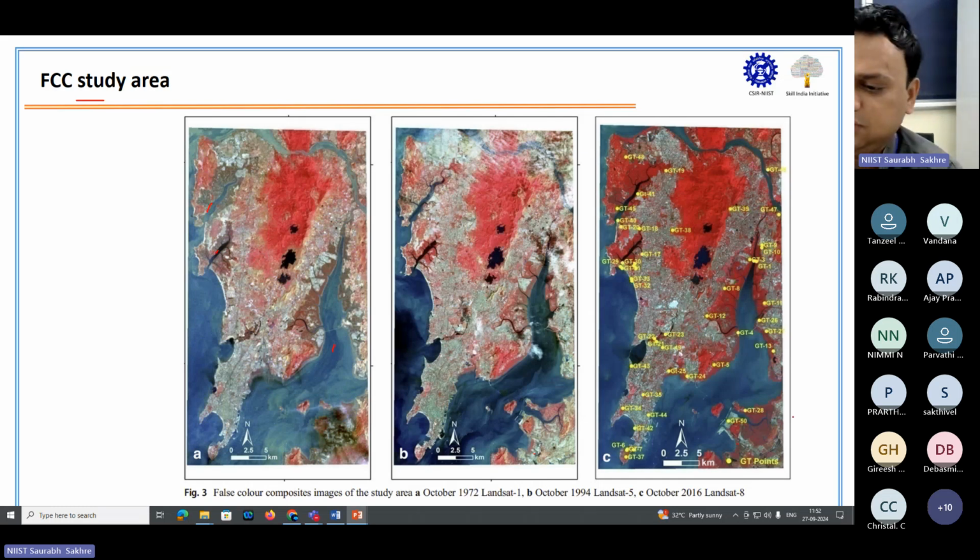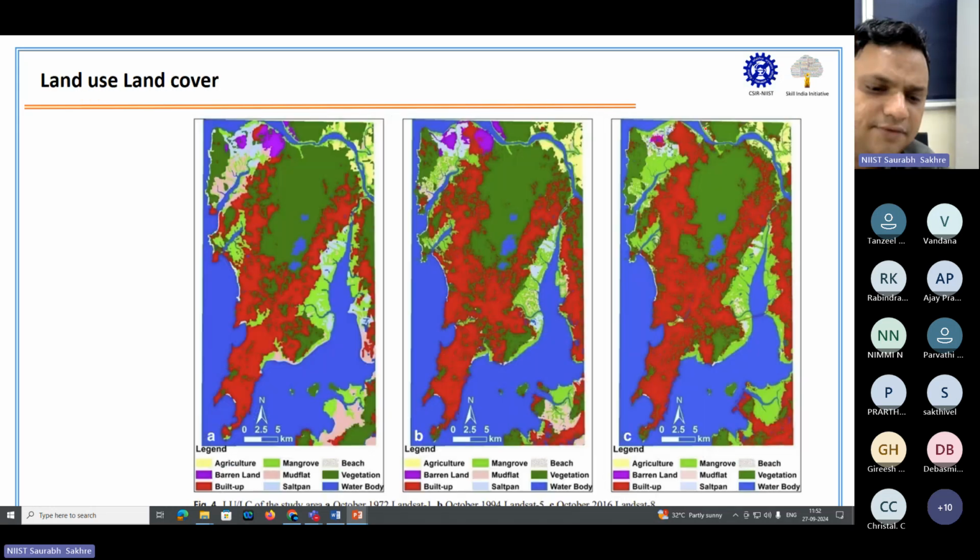Okay, and we have also done some ground truthing on that, because this area is highly accessible. We could go into this area, and we have done ground truthing to see how our land use land cover analysis has been carried out, and how much accuracy we were able to obtain. Okay, so these are the false color composites of the three years: 1972, this one, 1994, and 2016.